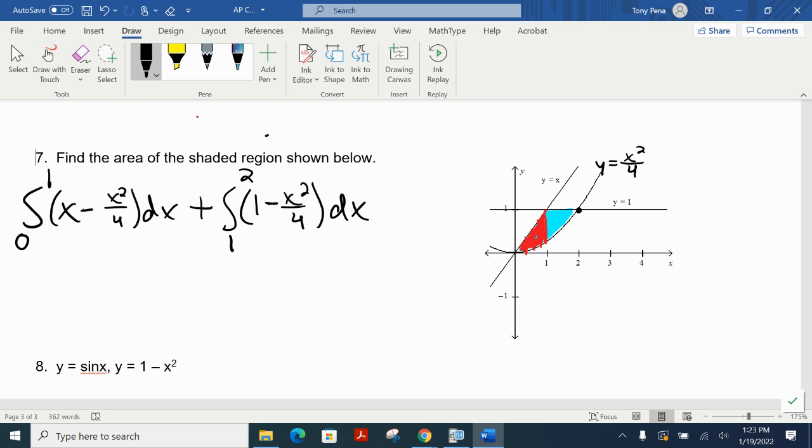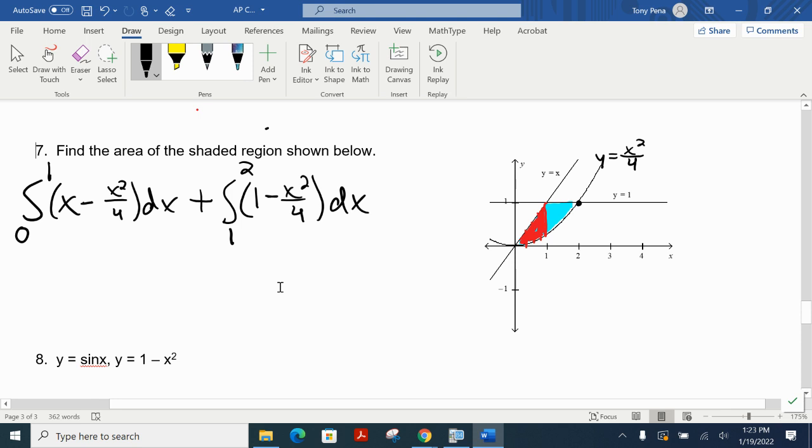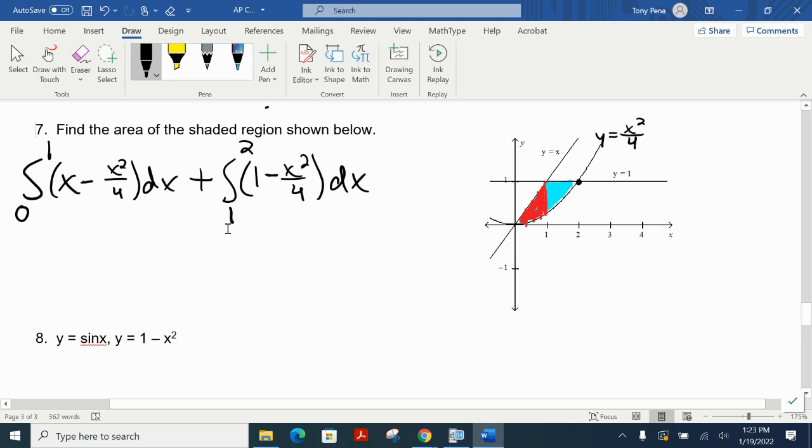I don't remember that one. We didn't punch that one in 4th period for me to see it. But again, now it's just a matter of plugging it into your calculator. So just be careful. Don't make any little errors there. But that should be your answer.